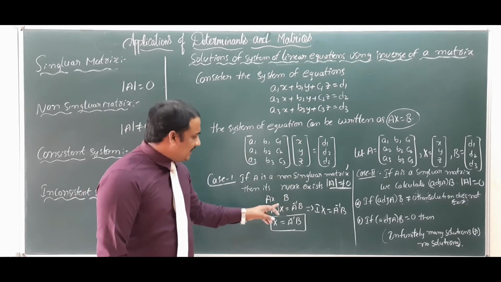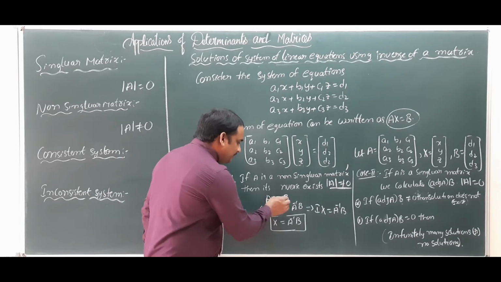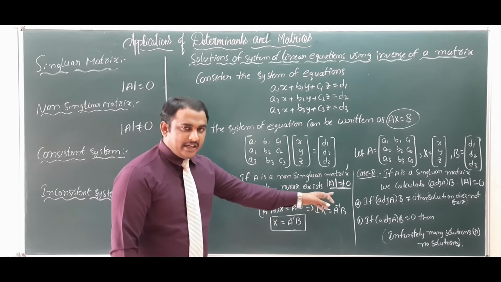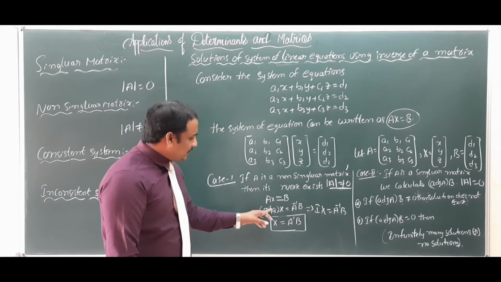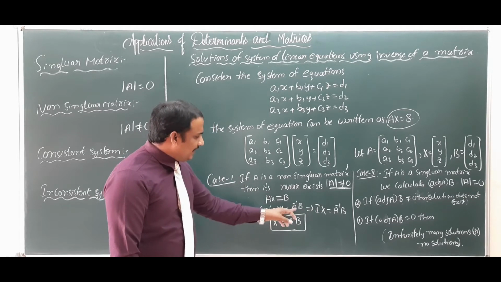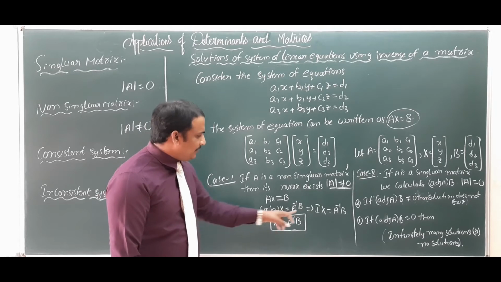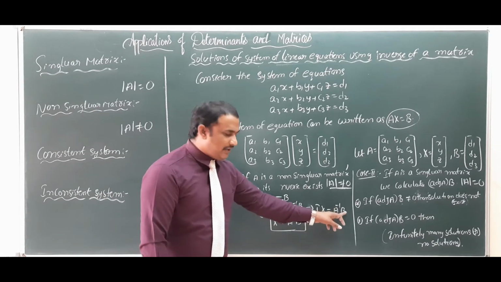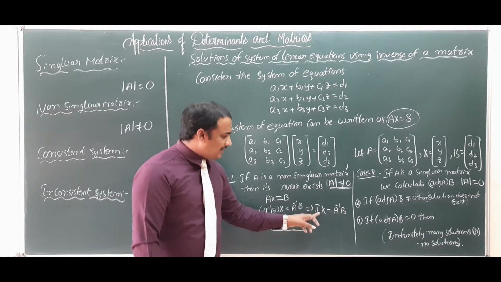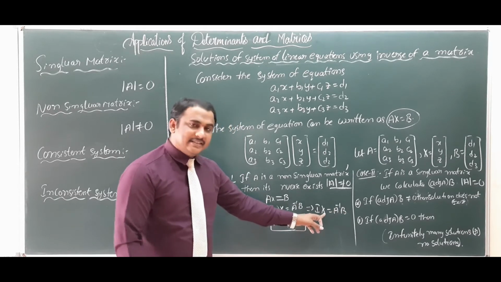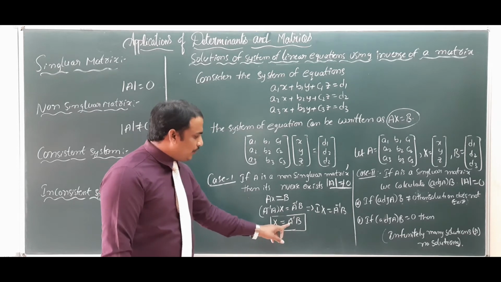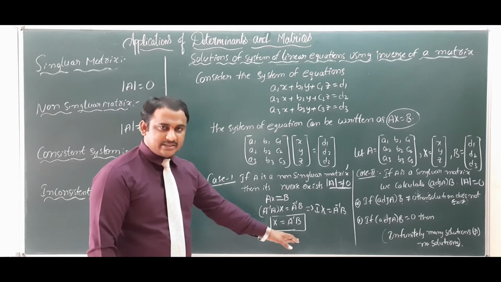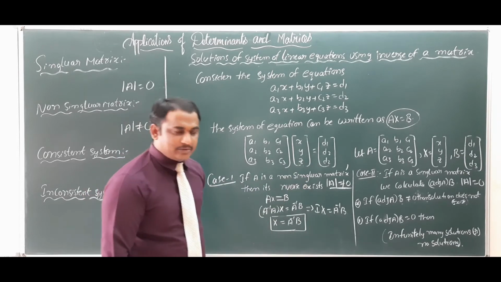Now what is the condition here? AX equal to B. Now pre-multiplying by A inverse, A inverse into A, X equal to A inverse into B. A inverse into A means identity matrix, into X equal to A inverse into B. Here identity matrix into X matrix, you get the same X matrix only. X equal to A inverse into B. The system of equations solution will exist. Clear?